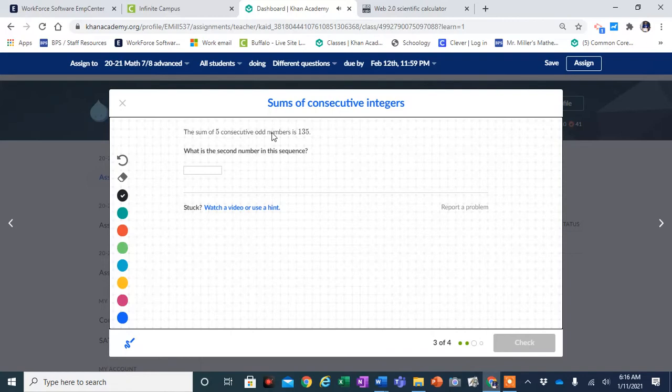Okay, 5 consecutive odd numbers. It's the same idea. And odd works the same way as even, that you're going every 2. An example would be 1, 3, 5, 7, and 9. So to get from 1 to 9, you have to add 8.